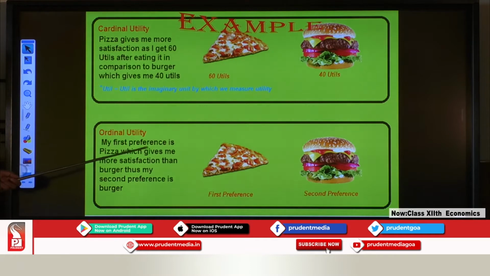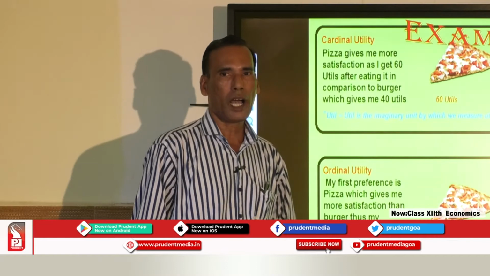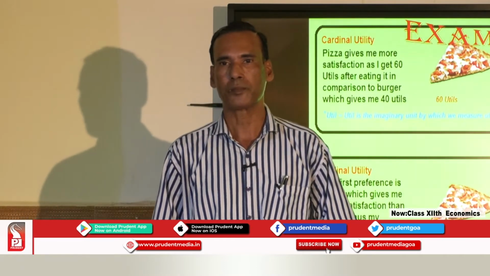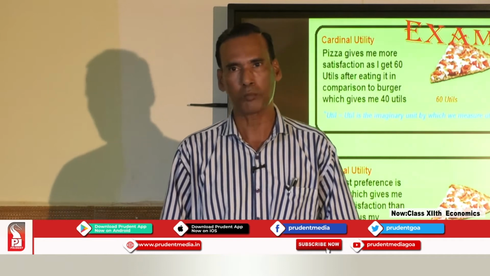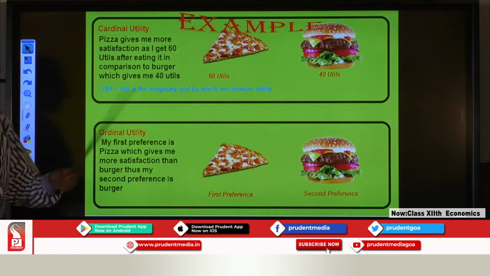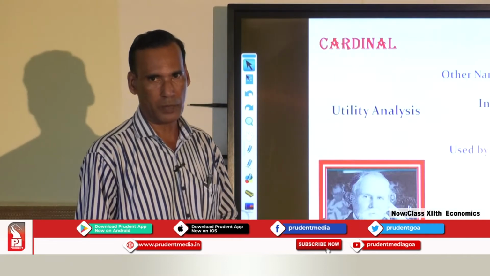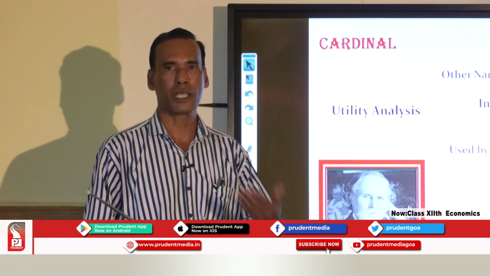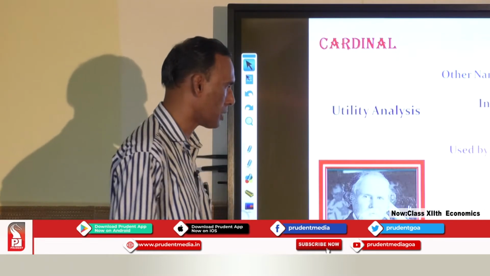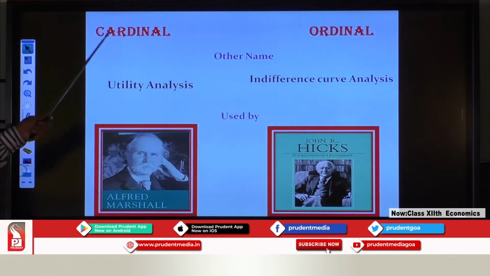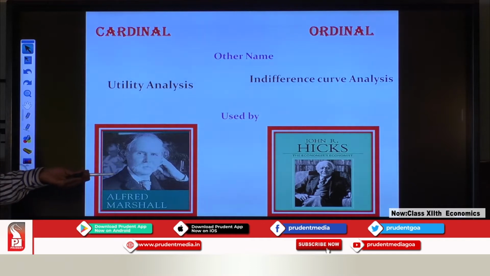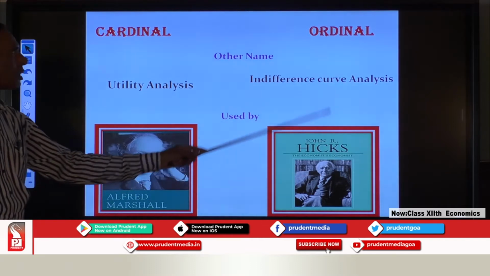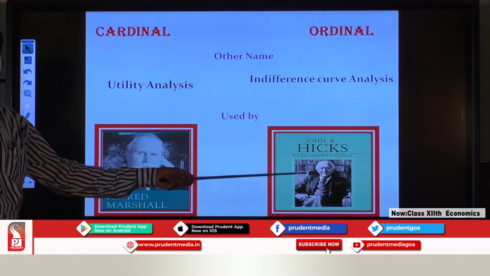When we measure satisfaction ordinally, I will say that my first preference is pizza and my second preference is burger. So here, in ordinal measurement, we measure in order of the preferences. So my first preference, second preference, third preference, and so on. Now, cardinal measurement was used by Professor Alfred Marshall, whereas ordinal measurement is used by John Hicks.